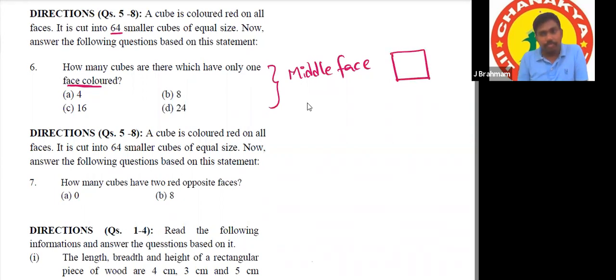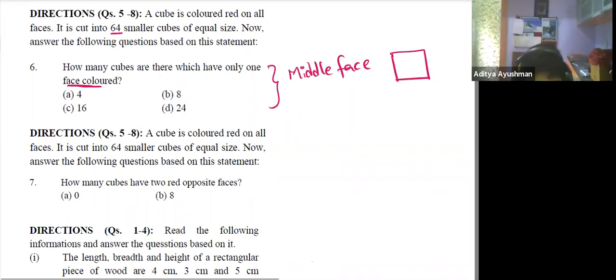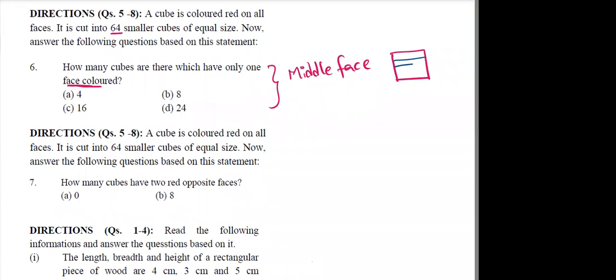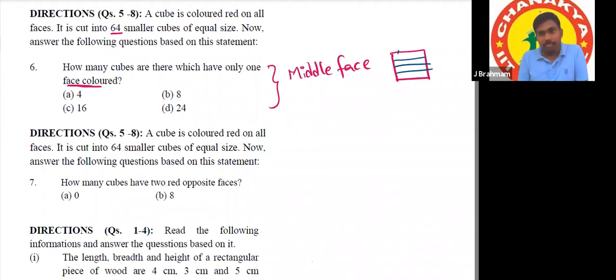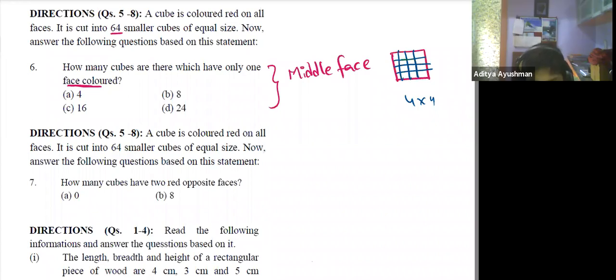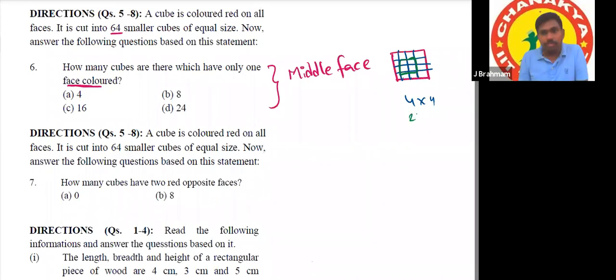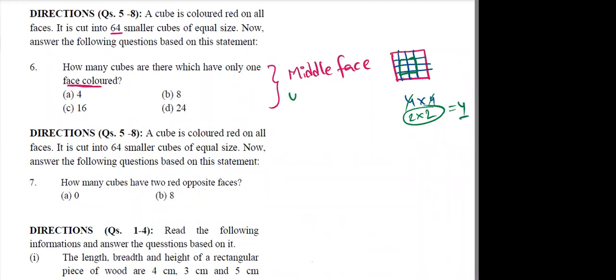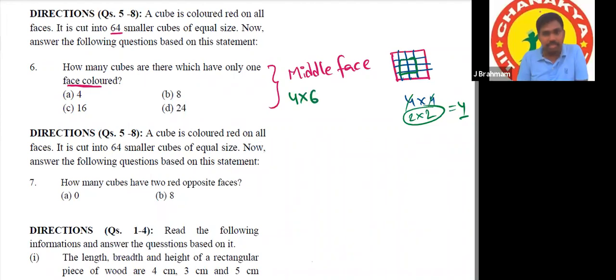Can I say each face is a square? Yes, sir. So a square of 4 by 4 means 4 into 4 cubes are there. But we need only the middle part. The middle part consists of 2 by 2. Even here you can remove layer by layer, 2 layers and 2 layers. It will be 2 by 2. So in one face, how many cubes are there? 4 cubes into 6 faces. That's why 6 fours are 24.